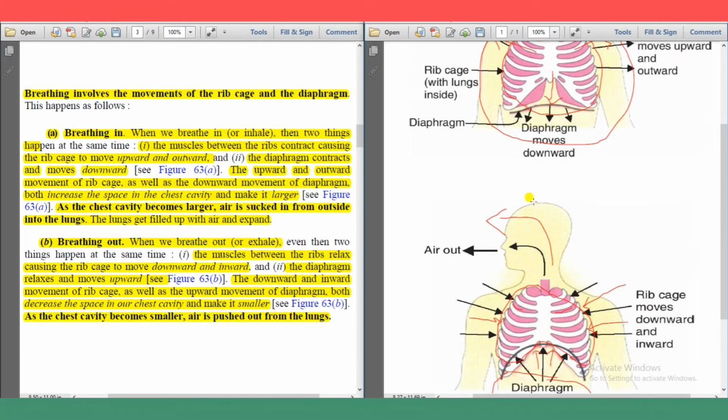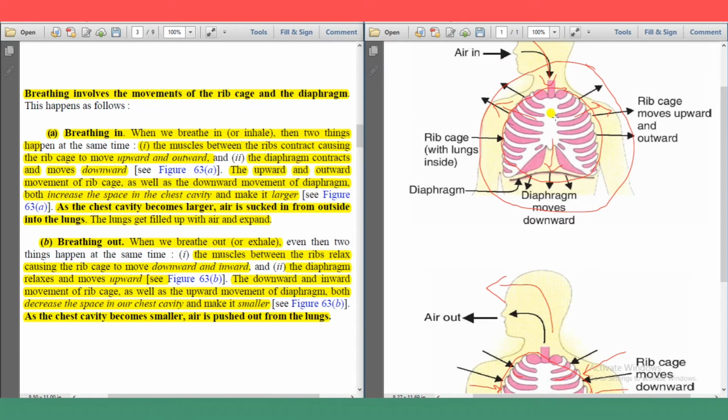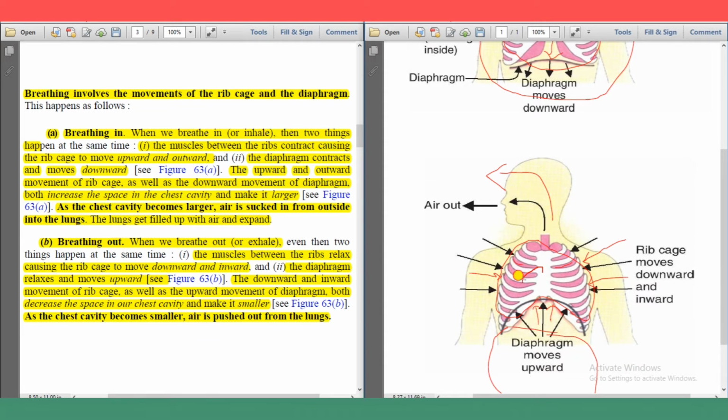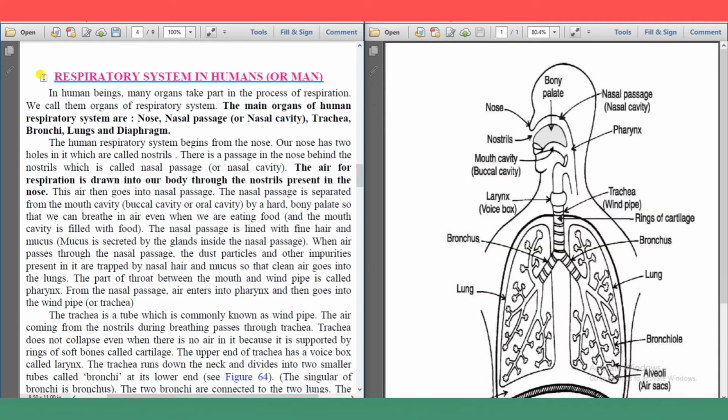You can clearly see when in the first case we inhaled air, the chest becomes bigger, and when in the second case we exhale the carbon dioxide, the chest becomes smaller. So this is basically the breathing mechanism consisting of two phases: phase 1 breathing in and phase 2 breathing out. Now we'll move towards the main discussion of this video, that is respiration in human beings.